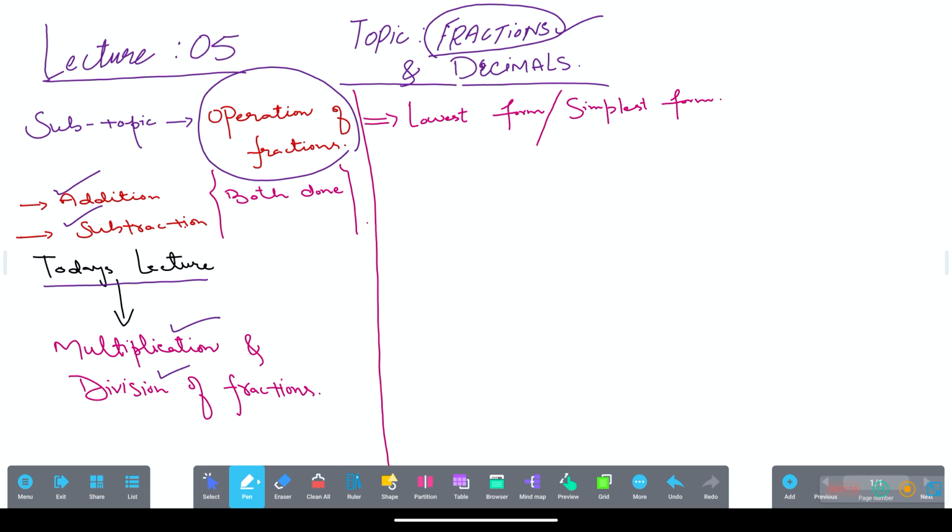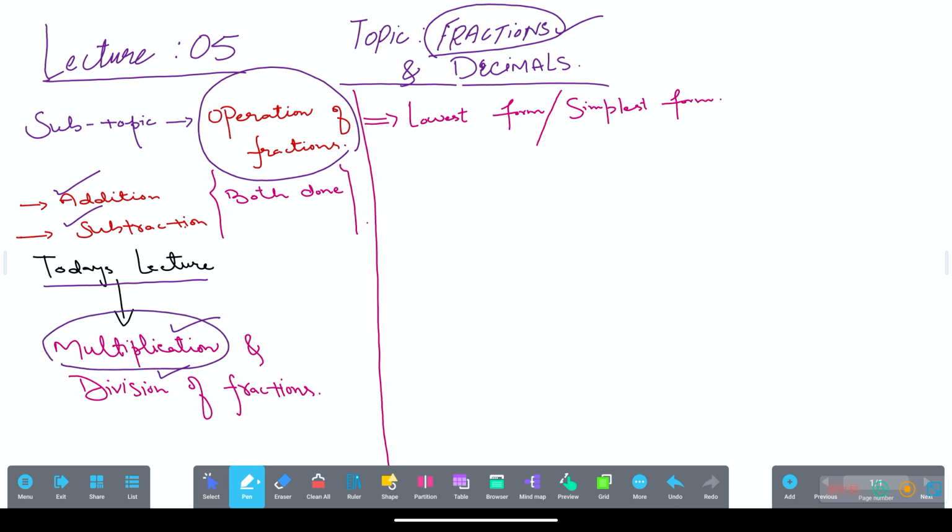But remember one thing: in adding and subtracting, the fractions must be like fractions. If they are not like, then we are supposed to make them like by the method of LCM that we have already done. But in the case of multiplication and division, that is not necessary. We can multiply and divide like fractions as well as unlike fractions without making them like. Remember that.